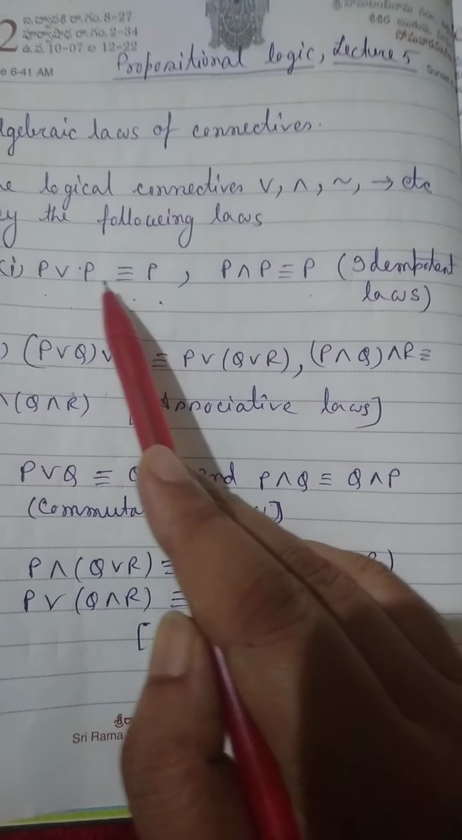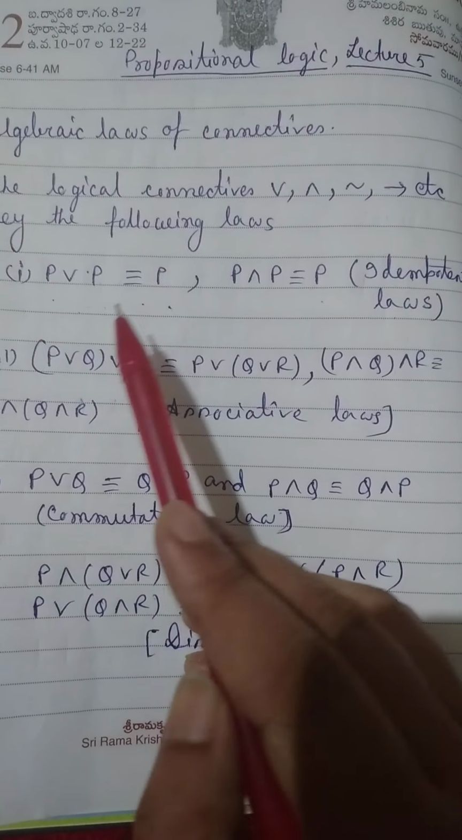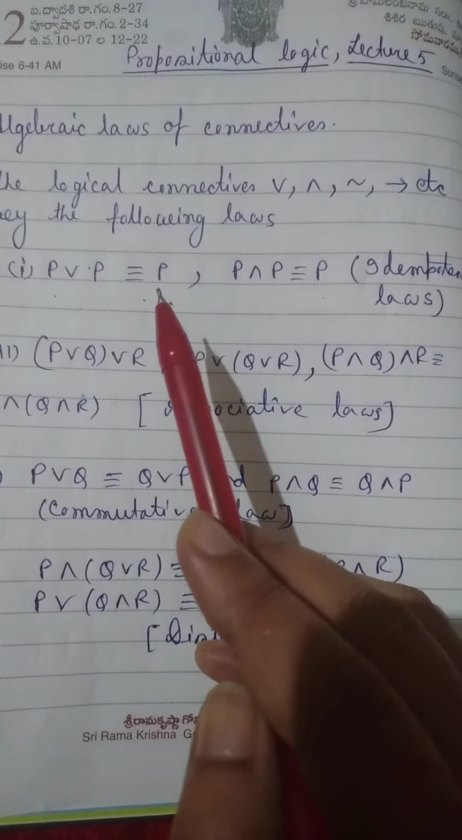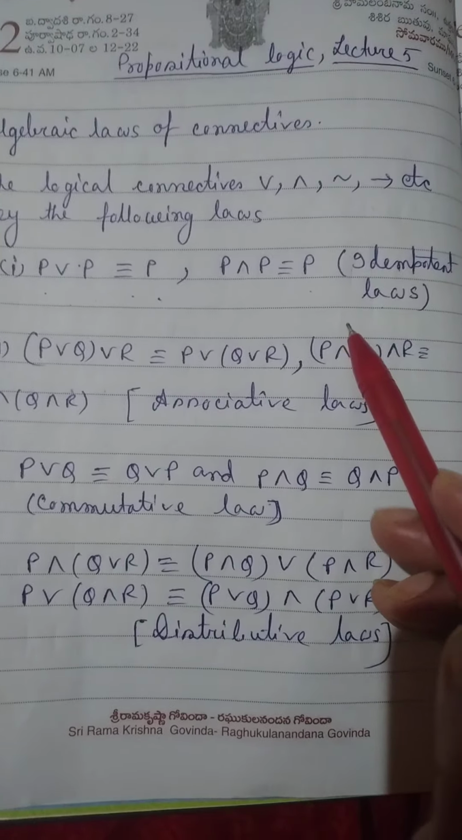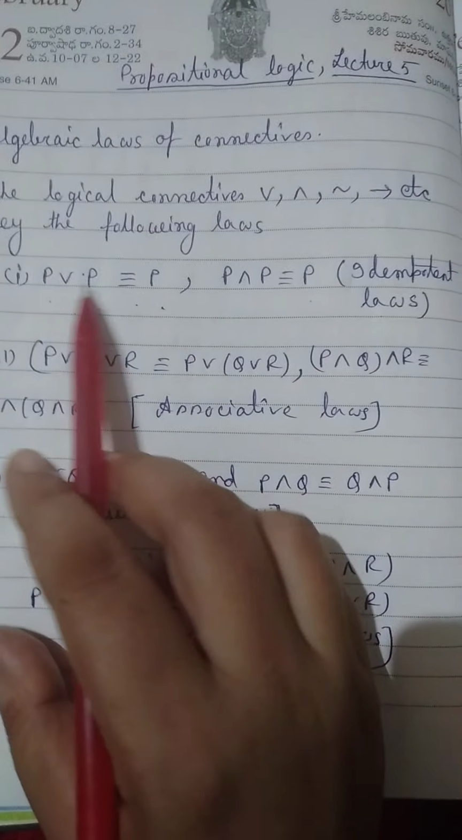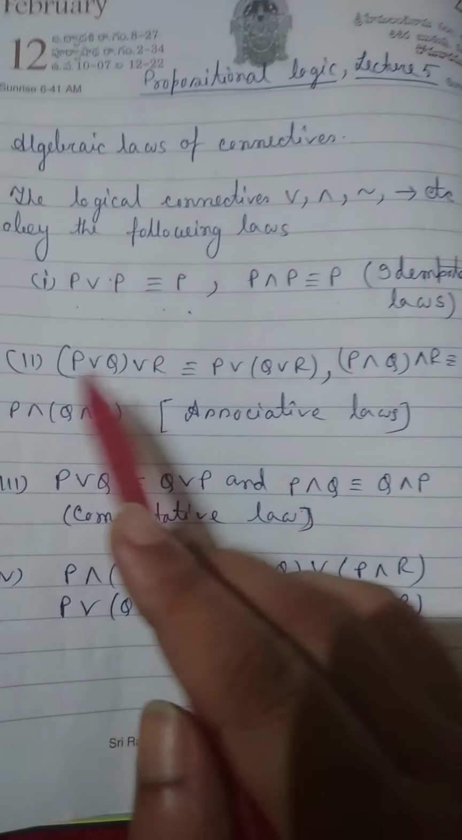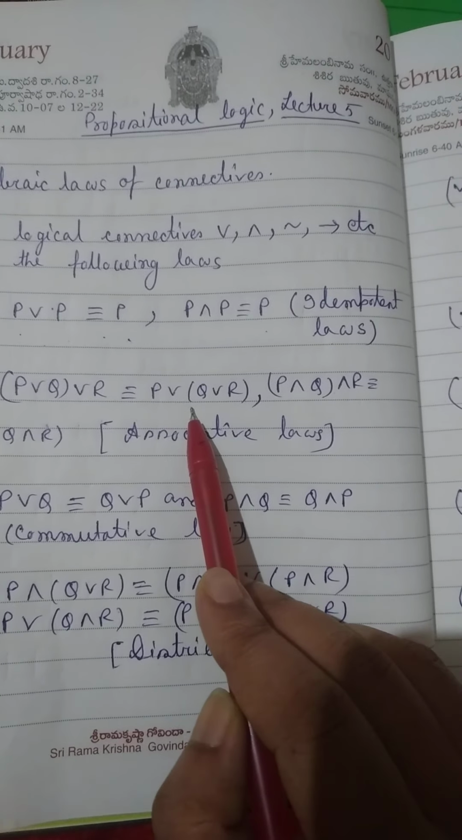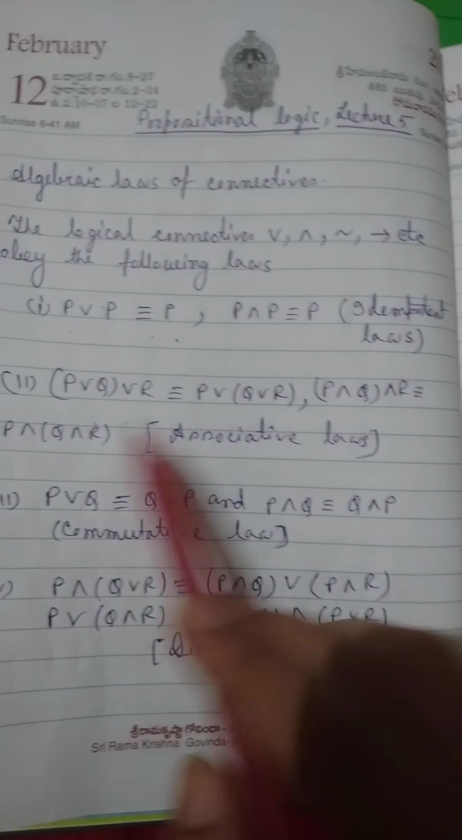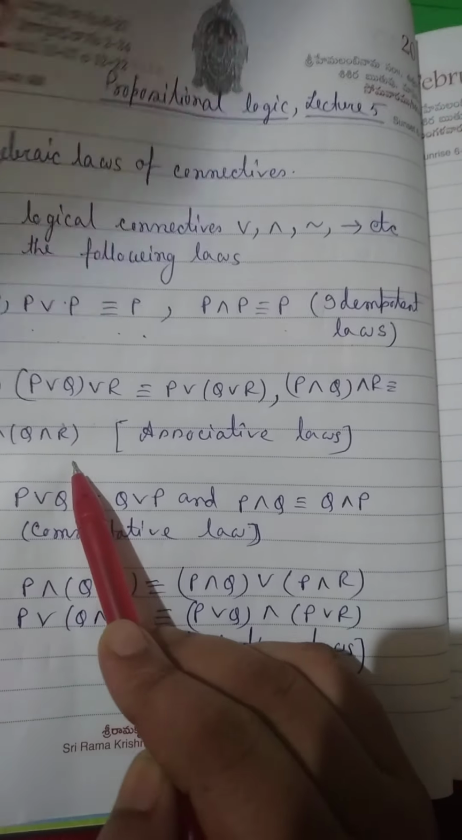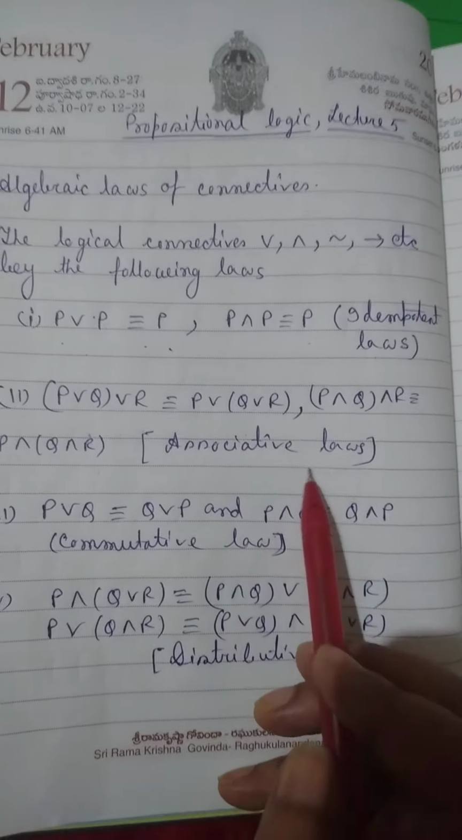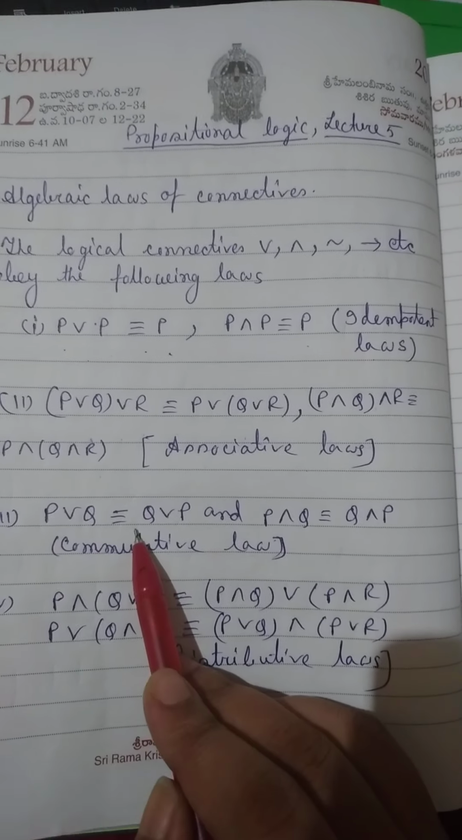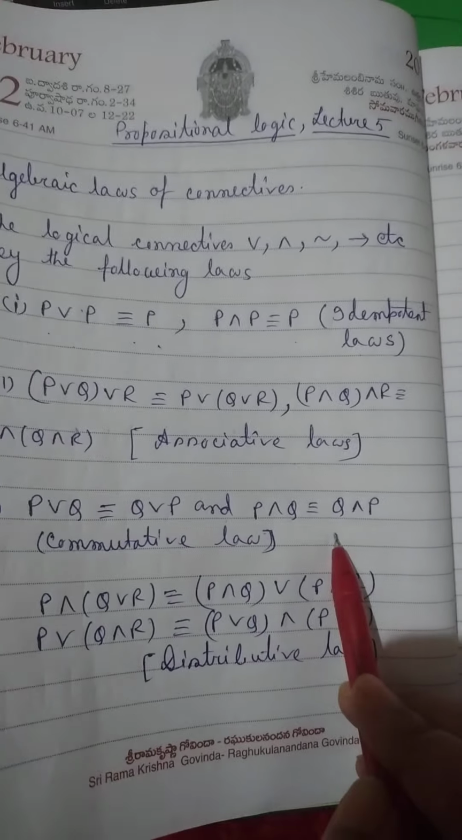You know that A is equivalent to B when the truth tables of A and B are the same. So with truth table you can prove the laws. Number 2, P or (Q or R) is equivalent to (P or Q) or R. Then P and (Q and R) is equivalent to (P and Q) and R. Change of bracket, this is associative laws. Then P or Q is equivalent to Q or P, and P and Q is equivalent to Q and P.